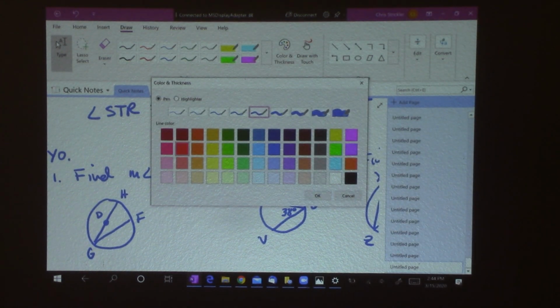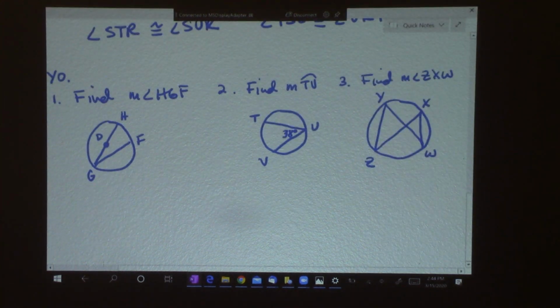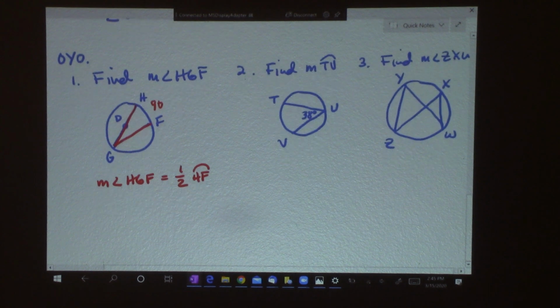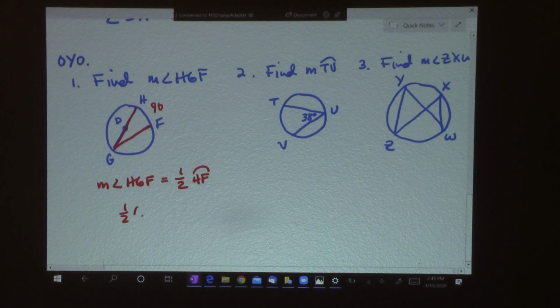Okay, if you've unpaused your work, let's go over these OYOs. Oh, and this one is 90. You couldn't even do that one. So find the measure of this angle right here. The measure of angle HGF equals half of arc HF. So that is 1/2 of 90, which equals 45.